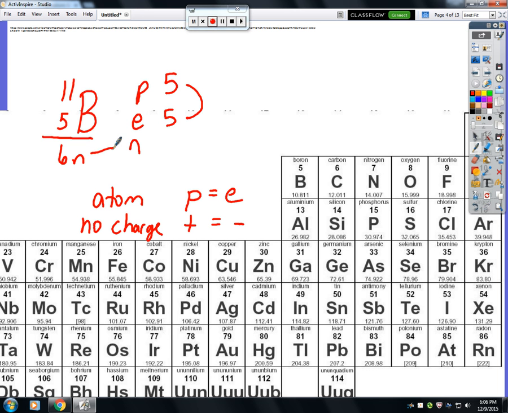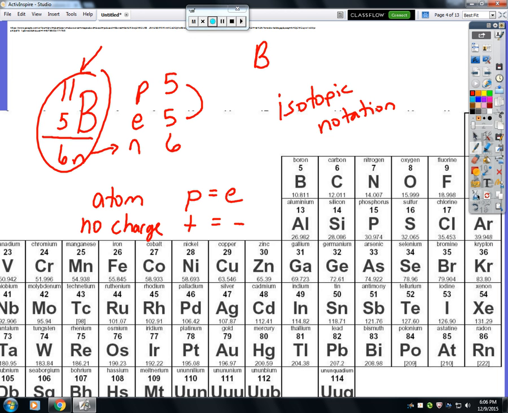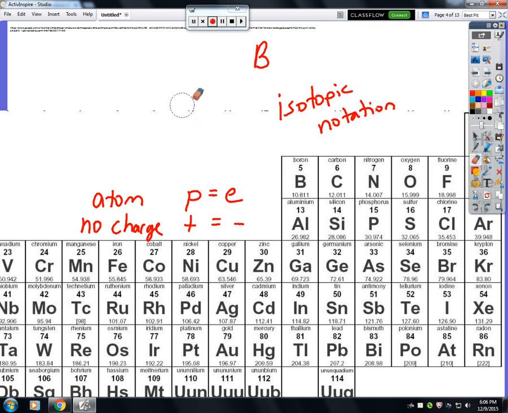And how do I get neutrons? Oh, look, I subtracted. This, by the way, is called isotopic notation. It shows the isotopes. Let me erase it to show you the ways I can write it. I can write it like this: boron 11. I don't need to write the 5 because you can look that up. I can write boron 11, or I can write the word boron 11. And those all mean the same thing.